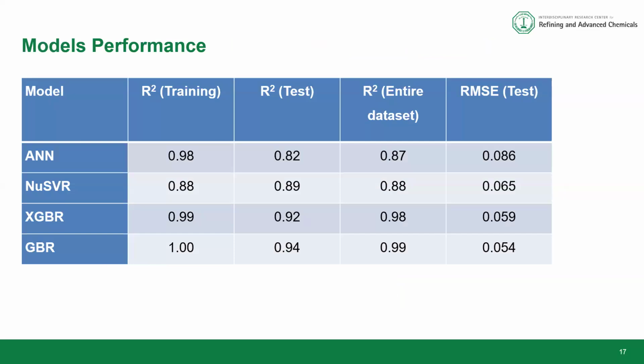This table compares the performance of the models: the R-square for training, the R-square for test, the R-square for the overall data, and the root mean square error for the test data. You can see all the models perform reasonably well. However, the ensemble models, that's the XGBR and the GBR models, outperform the SVR and ANN models.